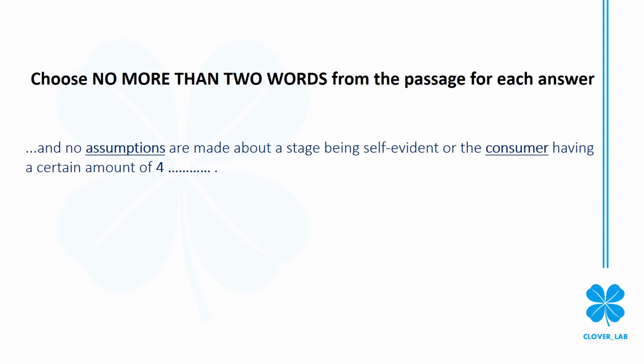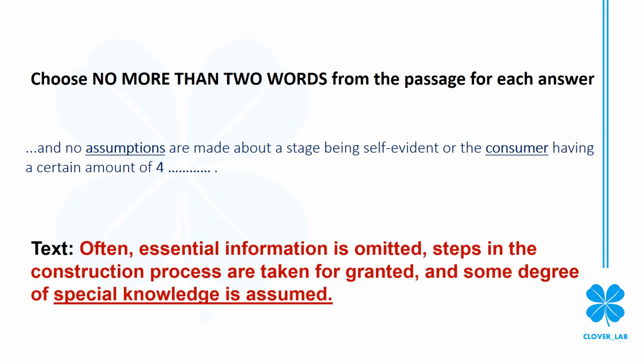Okay, so look at the text. Often, essential information is omitted. Steps in the construction process are taken for granted, and some degree of special knowledge is assumed. Well, here we spot the word assumed. So now we are in the right place in the text. The sentence is paraphrased, but even if we weren't sure of exactly what it meant, it's clear that the answer is special knowledge, because it is related to the word assumed. So yeah, special knowledge is the answer.